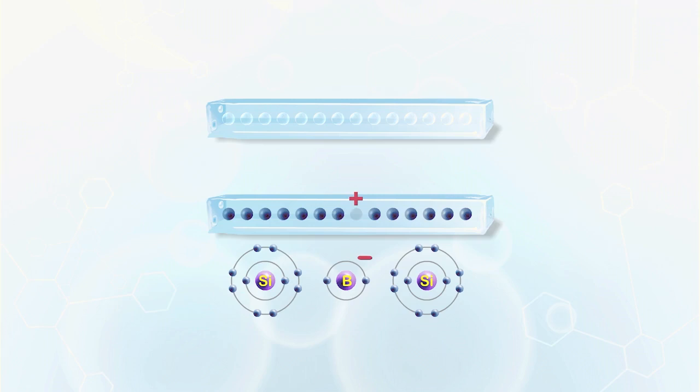Due to this property, boron is also referred to as an acceptor dopant. When a silicon crystal is doped with a group 3 element, it is called p-type silicon because its carriers mainly consist of positively charged holes.